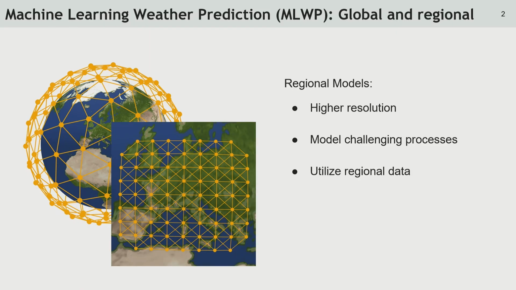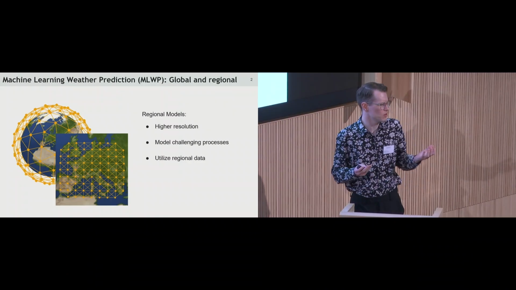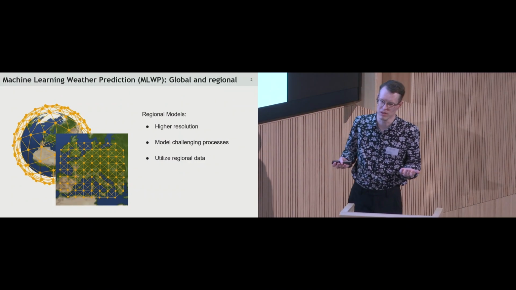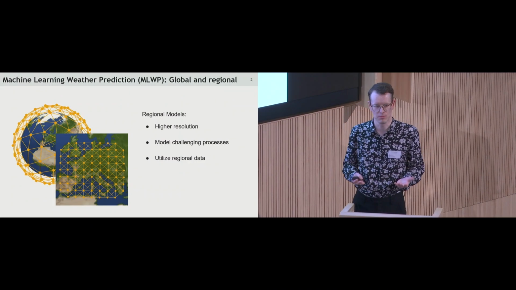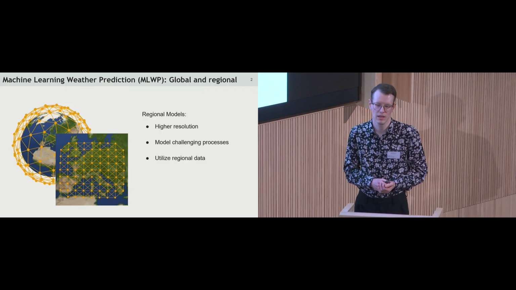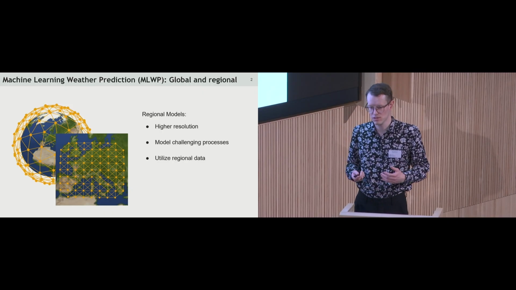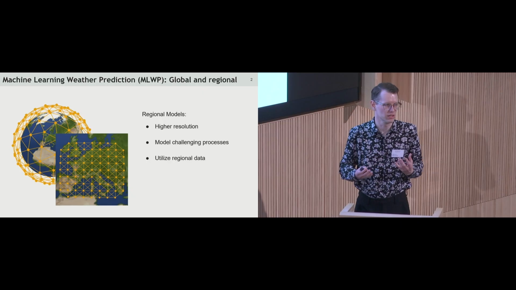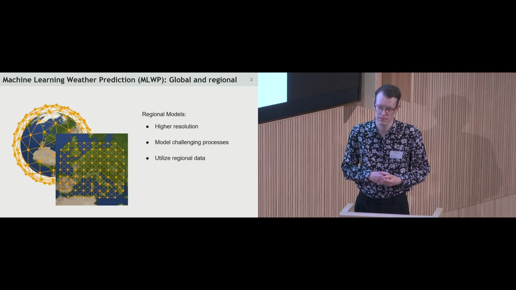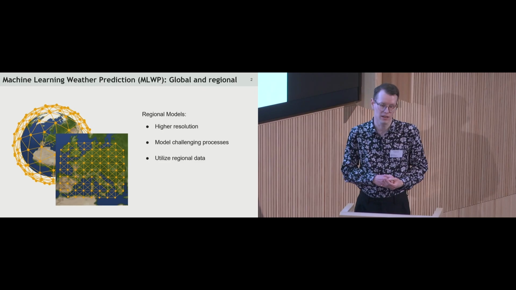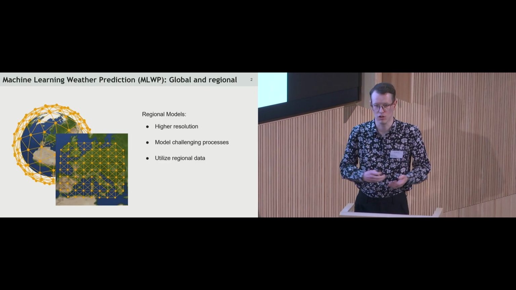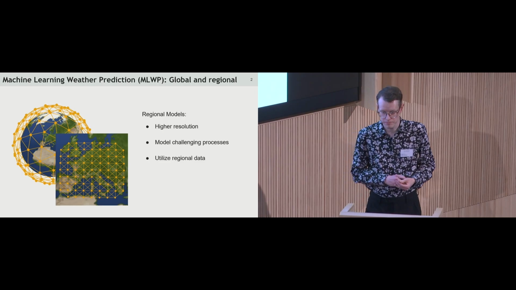But we are also interested in building regional models for a specific part of Earth. So what's the motivation for caring about the regional problem? Well, it is largely this with going to higher resolutions. And higher resolutions allows us then to better model different challenging physical processes and also to utilize different kinds of regional high-quality data sets that in turn capture these processes well.